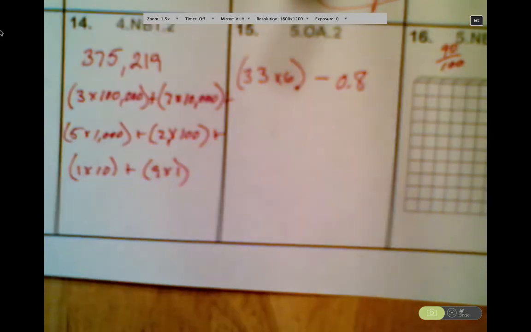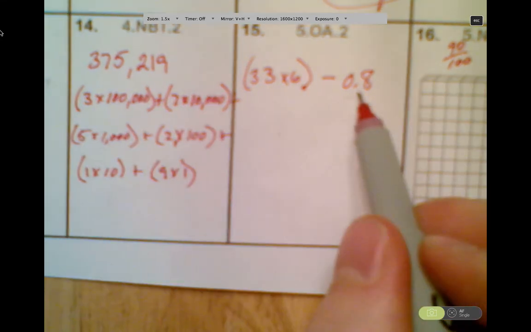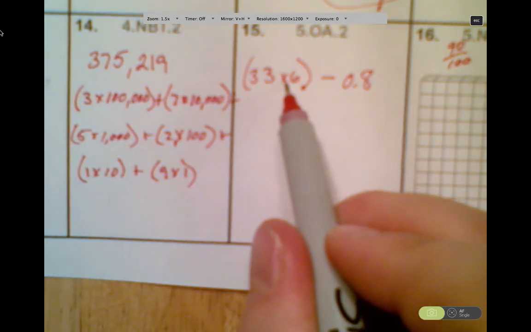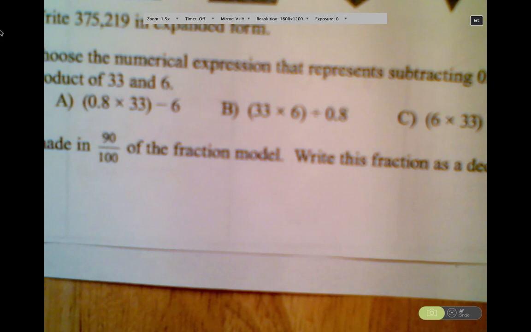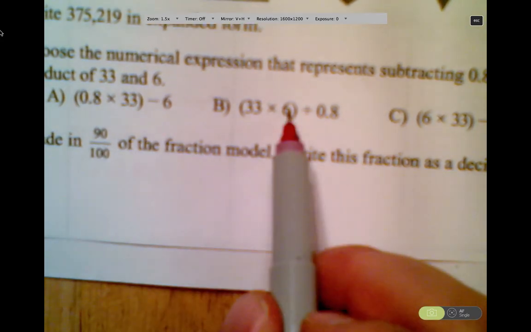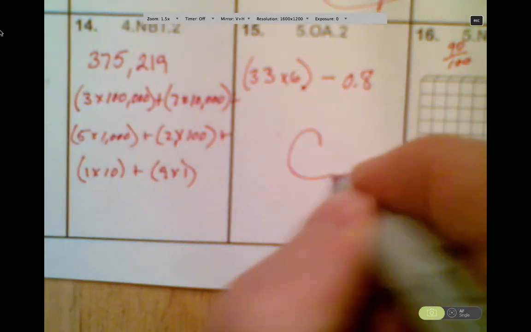Moving on to 15. Choose a numerical expression that represents subtracting 0.8 from the product, which is multiplication, 33 times 6. Let me see if I can get this one right without messing it up like yesterday. So I'm looking for something to subtract 0.8. In fact, this is the only one that is subtracting 0.8 from the product of 6 times 33. C is your answer.